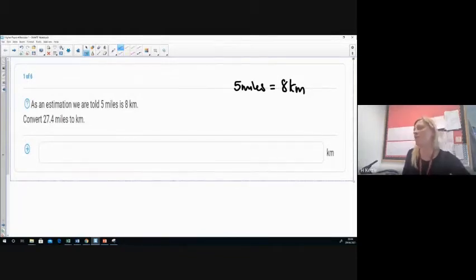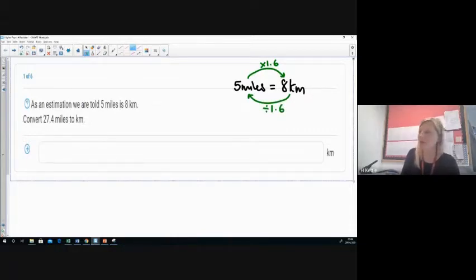So if you want to know what a conversion is, you can always do big divided by small. So 8 divided by 5, which is 1.6. So that means I know that to go from miles to kilometers, we need to times by 1.6. And to go from kilometers back to miles, we need to divide by 1.6. That then helps us with our question.